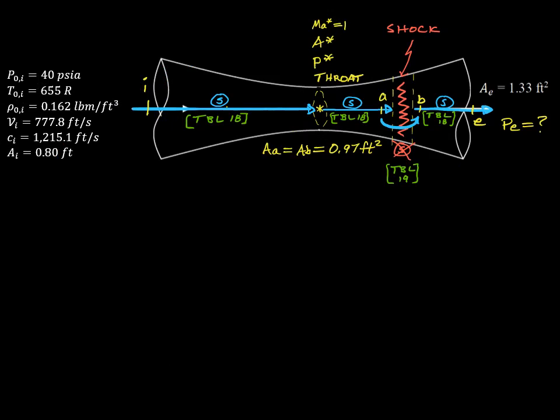Okay, so that's a nice discussion. Let's take this first step in hand. Remember, we're going to go from the inlet to the throat, and that is an isentropic process for us.